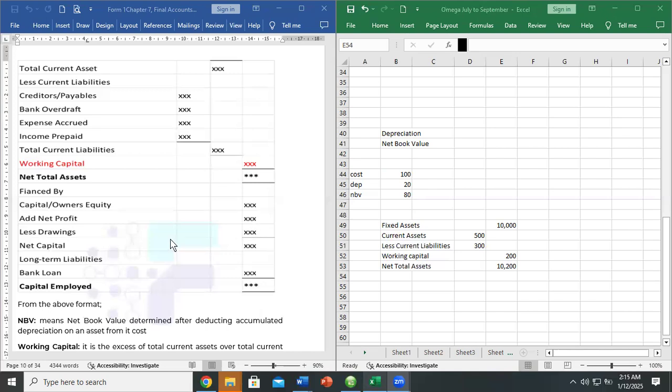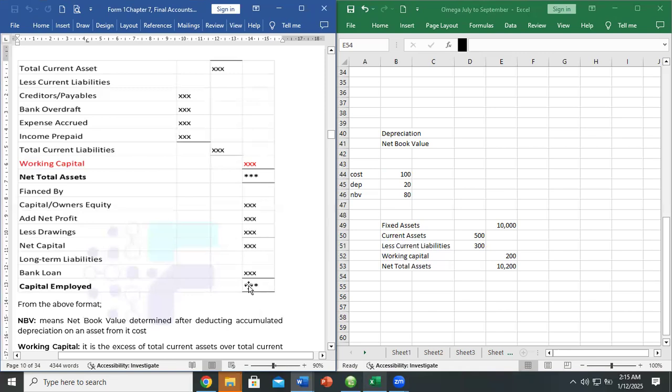And then finally, you add the long-term liability. For a sole proprietor, the long-term liability you'll be seeing is the bank loan. Then you add it. When you add, you arrive at a figure called capital employed. And your capital employed should always be equal to your net total asset, because that ensures the principle of your balance sheet balancing. It has to balance. So your net total asset should be equal to your capital employed.